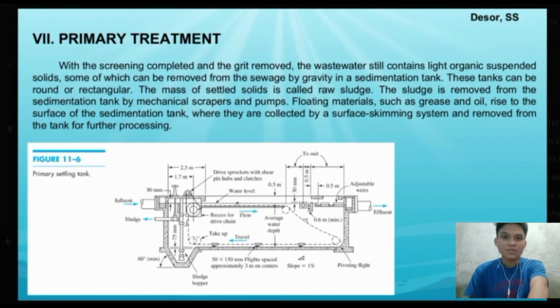The sludge is removed from the sedimentation tank by mechanical scrapers and pumps. Floating materials such as grease and oil rise to the surface of the sedimentation tank, where they are collected by a surface skimming system and removed from the tank for further processing.